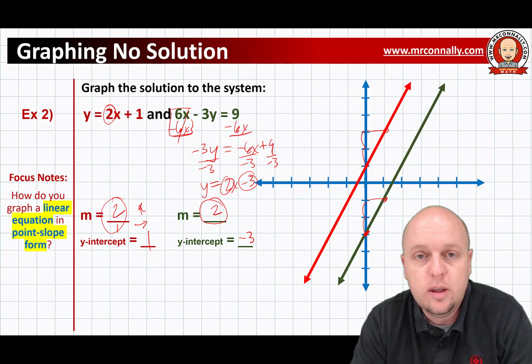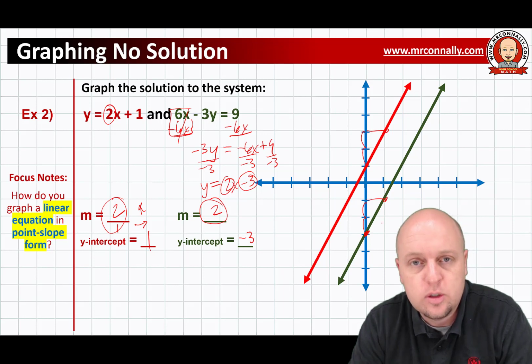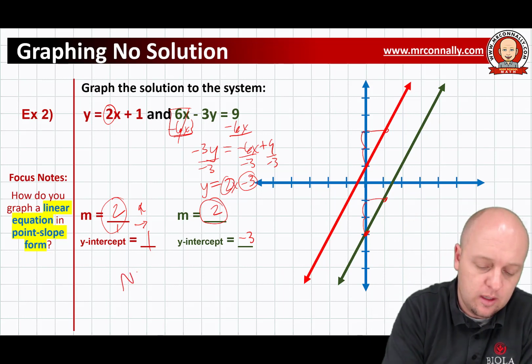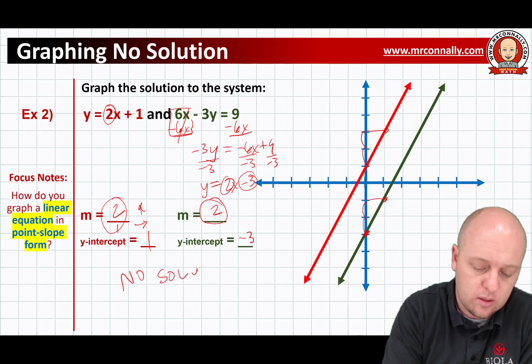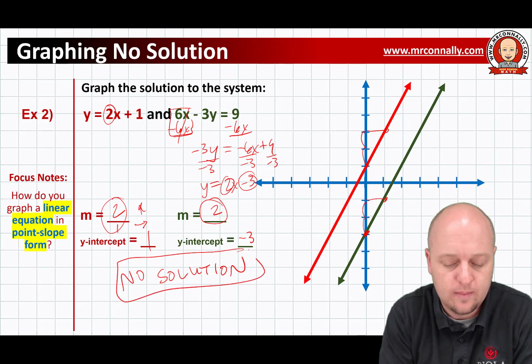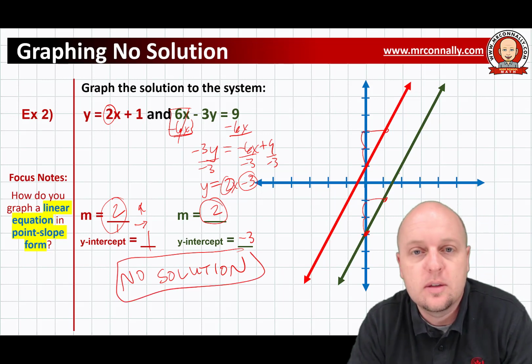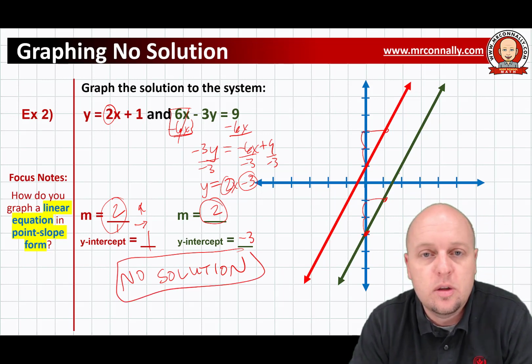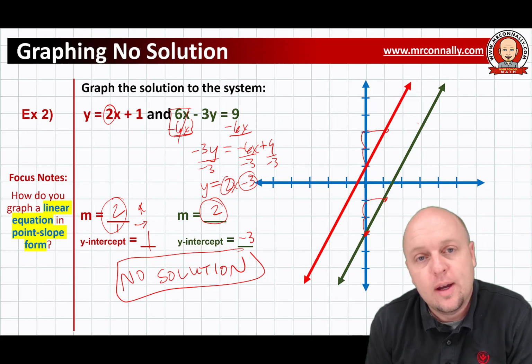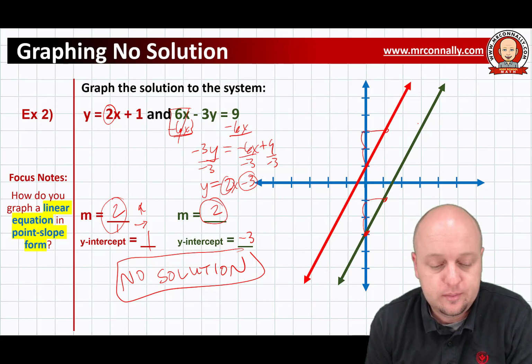Okay, so remember, we're looking for a solution, or an x and y value that's the same for both of these lines. Do these lines ever touch? No, they have no intersection, so that means there's going to be no solution. Okay, so whenever you have parallel lines like this in your system, they're not going to touch, so they're not going to have an opportunity where the x and y overlap or are the same. Okay? All right, let's move on to the next one.